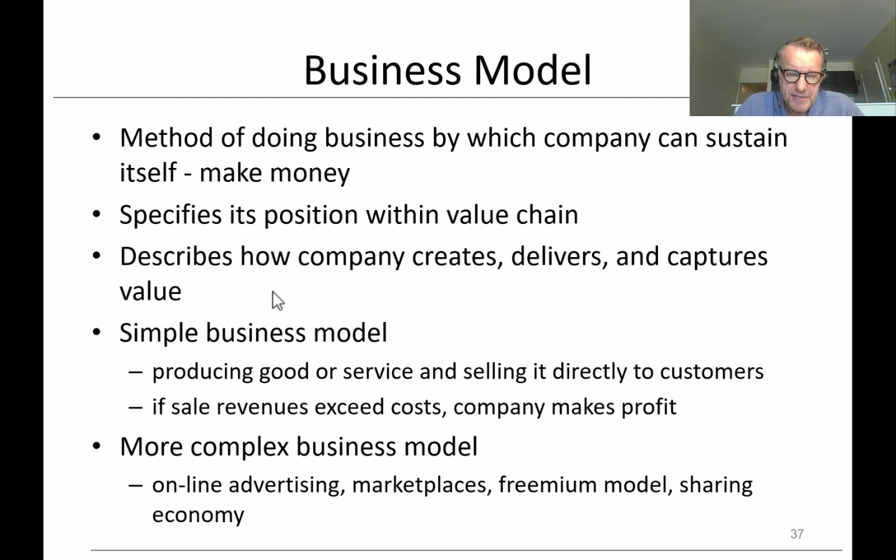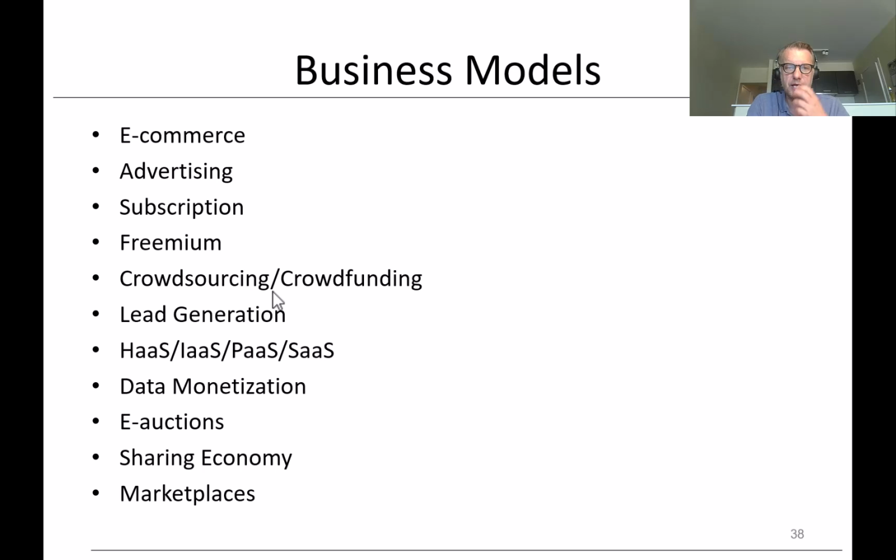But thanks to e-business, there are more complex business models that are now possible, like online advertising. Online advertising is a big chunk of the online business. Later on in this chapter, we're going to have a separate section devoted to online advertising, and we're going to discuss various types of online advertising mechanisms. So all very sophisticated. Marketplaces are another type of e-business model. Freemium models, sharing economy, all of these we will explain in what follows. So you can see the business models.